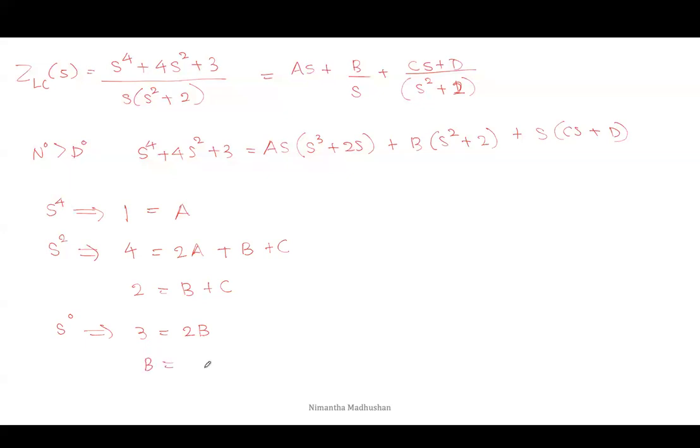Value of b is equal to 3 over 2. From this one, c is equal to 2 minus 3 over 2, which is equal to 1 over 2. And when I consider the s terms, 0 is equal to d. Then these are the values of a, b, c and d. This is the value of a, value of b, value of c and value of d.